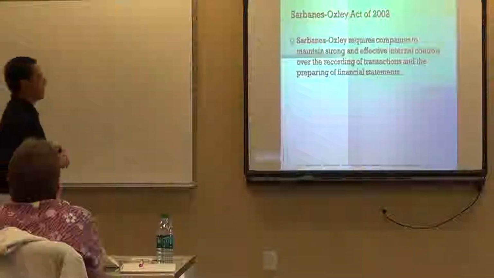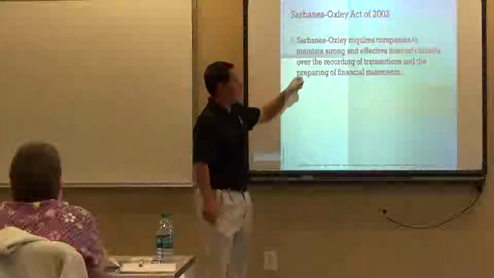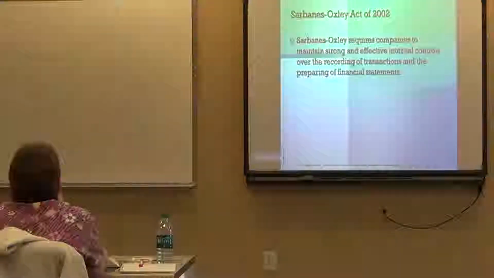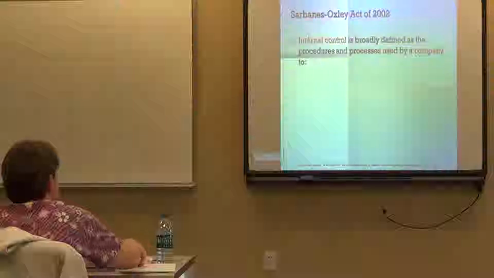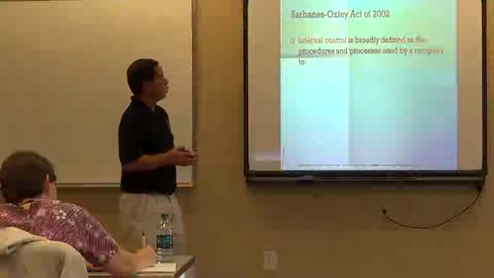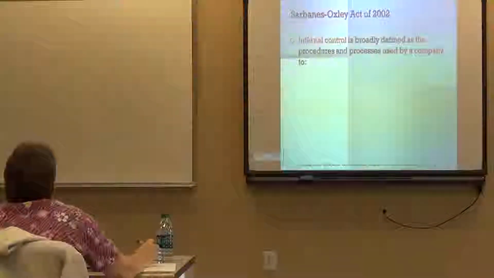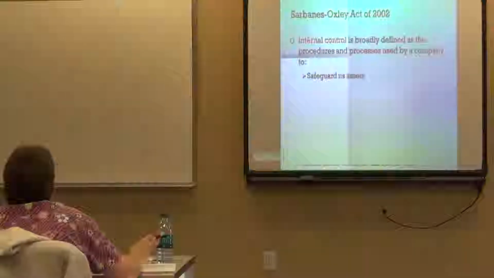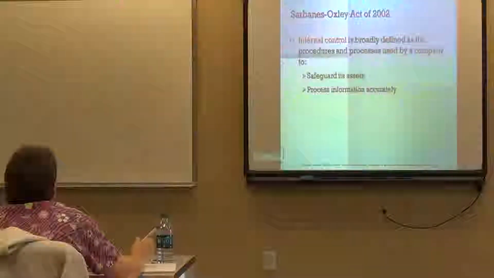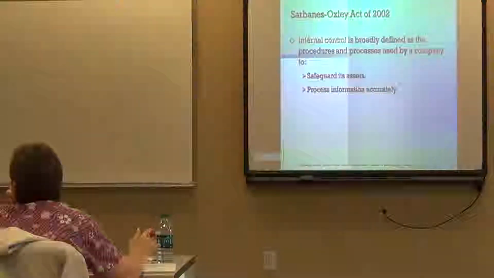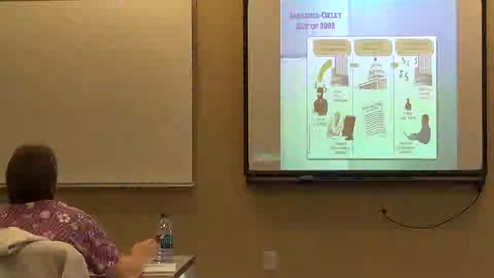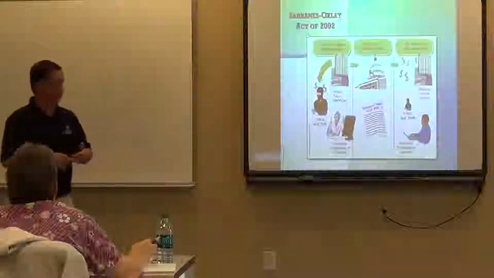So Sarbanes-Oxley requires companies to maintain strong and effective internal controls over the recording of transactions and the preparation of the financial statements, to the point where if you don't do some of those things, it can really be detrimental to your company, and possibly the leadership of that company could be an issue there. So internal control is broadly defined as the procedures and processes used by a company that safeguard its assets, process information accurately, and ensure compliance with laws and regulations. There are continual laws and regulations coming forward every year for new things, and some of that is because of things that have happened in the past.